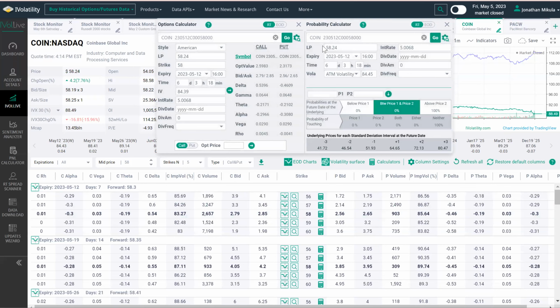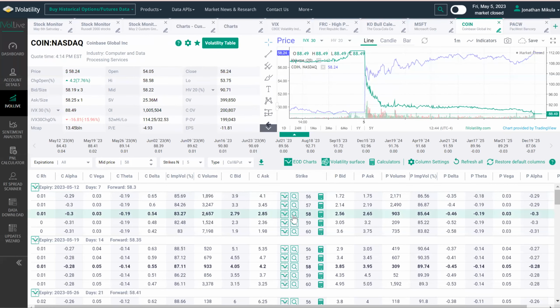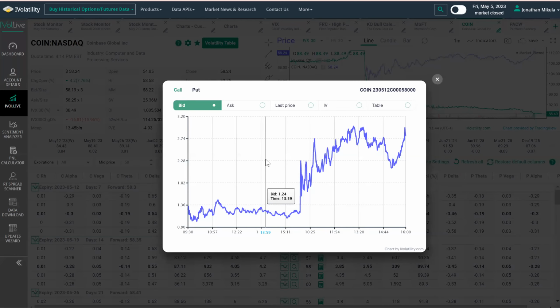You're able to get so much information on a specific trade just by clicking on that. The other thing I like to do from the options chain view is price and implied volatility charts.